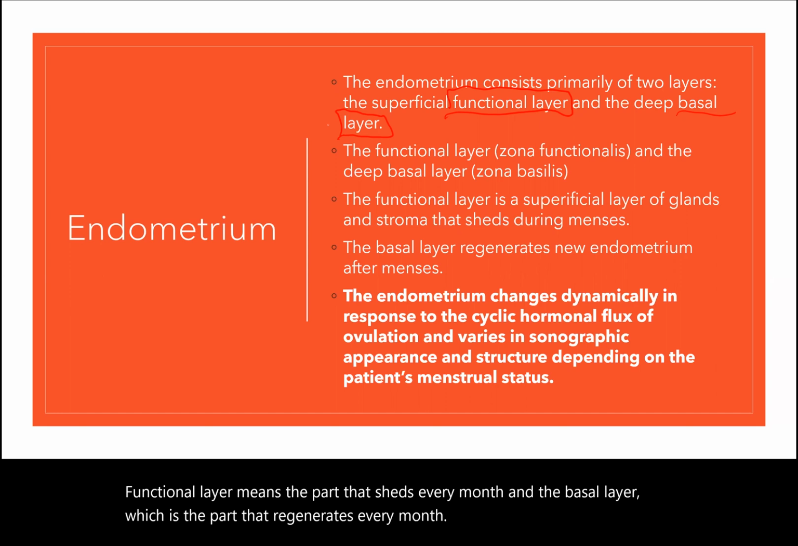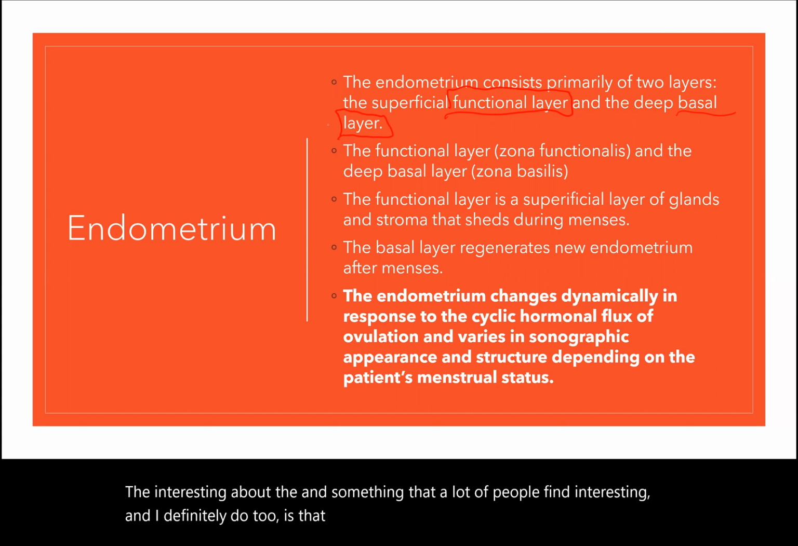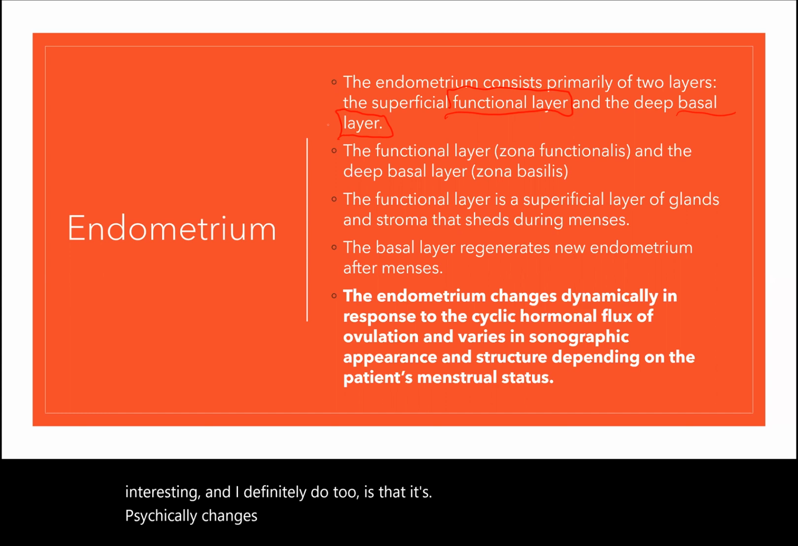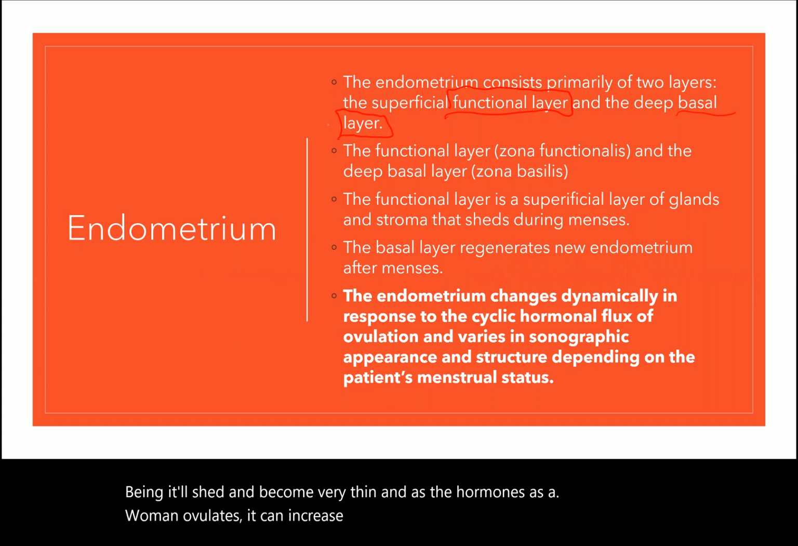The interesting thing about the endometrium, and something that a lot of people find interesting, and I definitely do too, is that it cyclically changes every month with the menstrual period, with the menstrual cycle. So it starts out as day one, the first day of a menstrual period, it'll shed and become very thin. And as a woman ovulates, with the hormones, it increasingly gets larger and thicker until the last day before you start your period again.